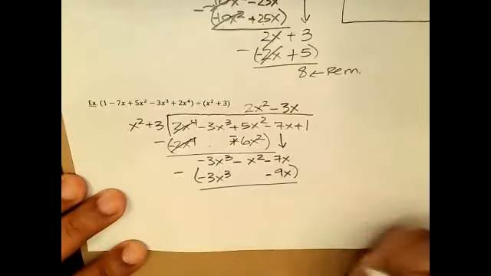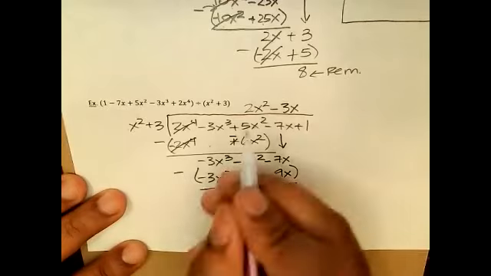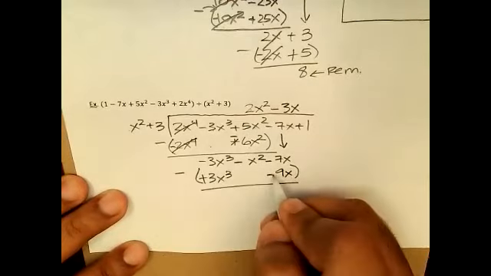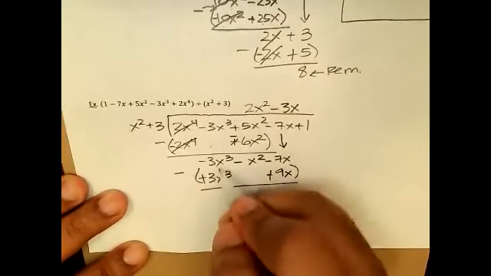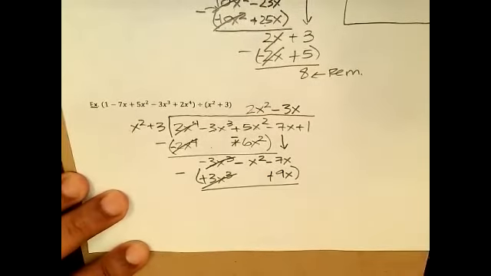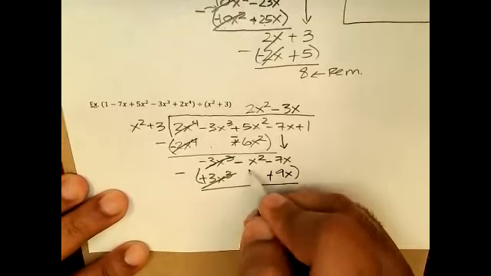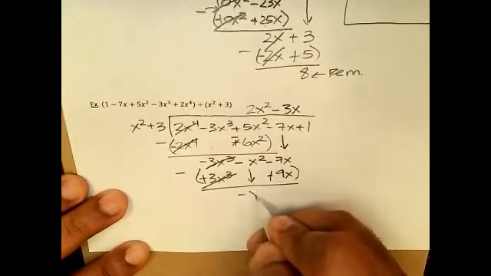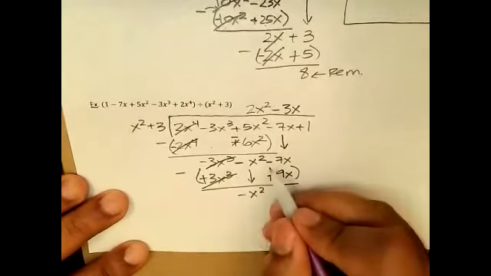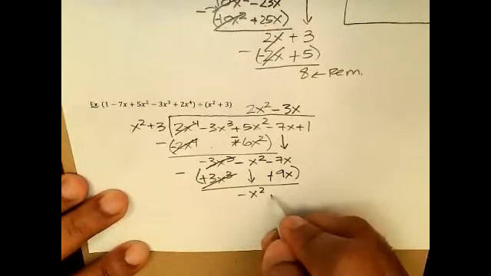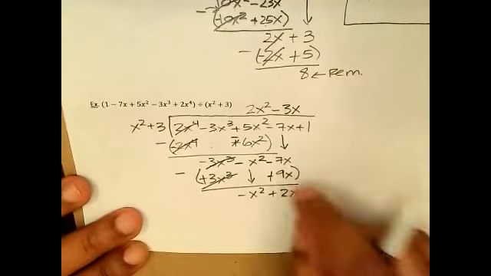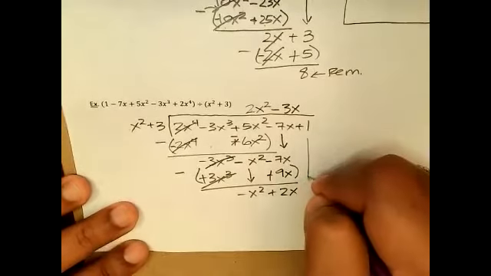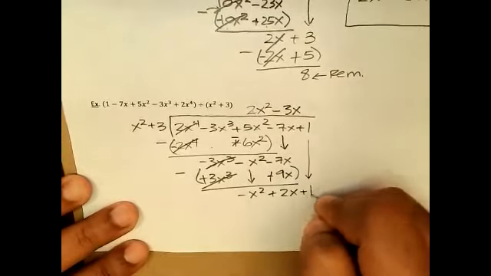When I subtract my terms, I have to distribute the negative, so this minus will change into a plus, as well as this minus will change into a plus. The negative 3x cubed terms are going to cancel. There wasn't an x squared term that we subtracted, so that just comes down, and then negative 7x plus 9x will be positive 2x. So I've subtracted these. After I subtract them, I bring down the next term, which is a plus 1.